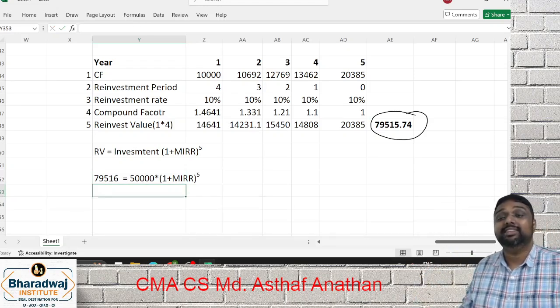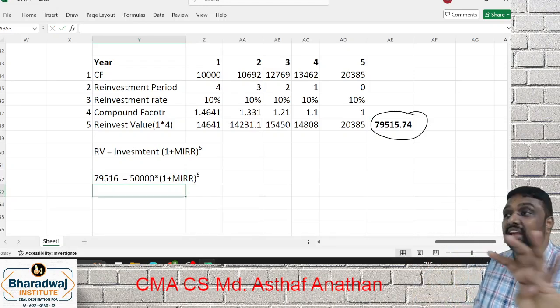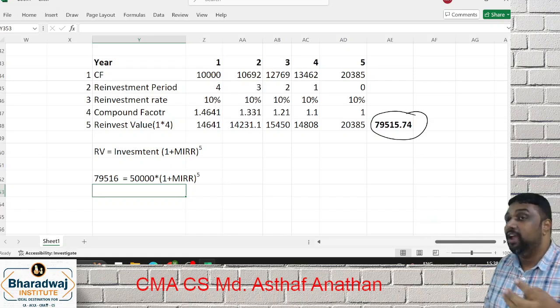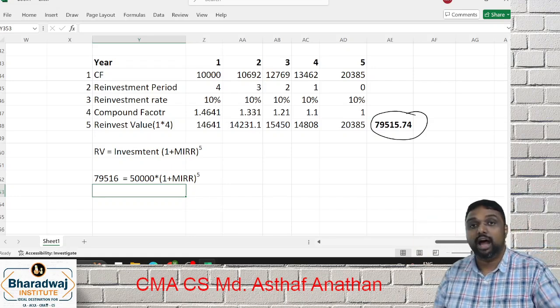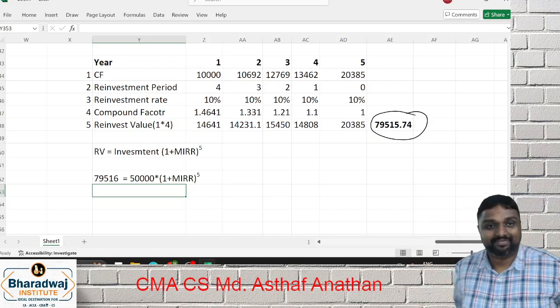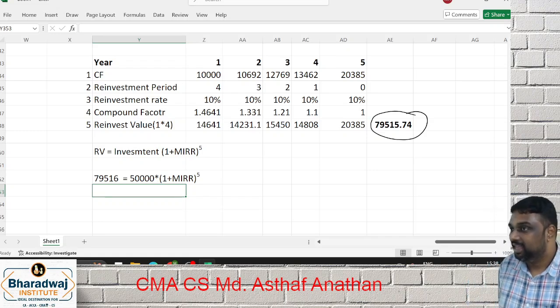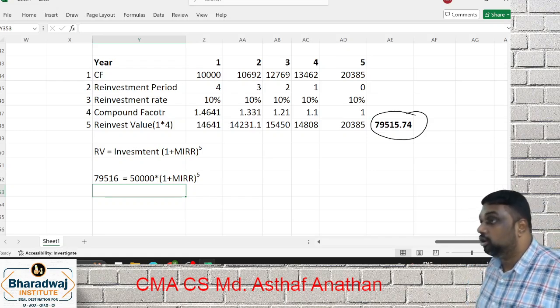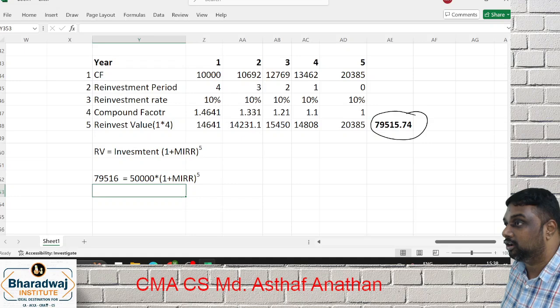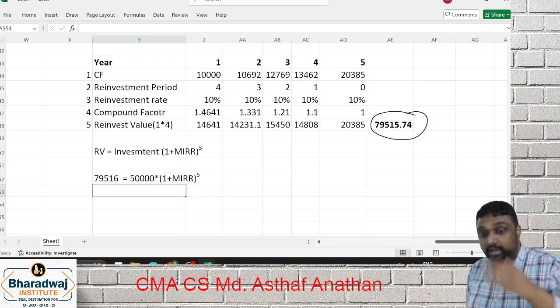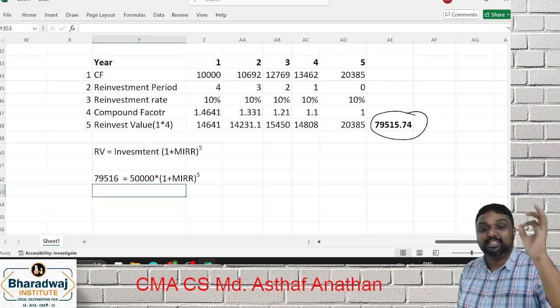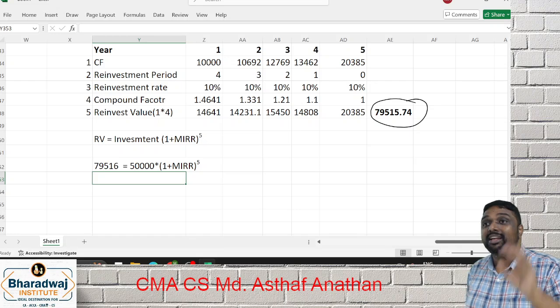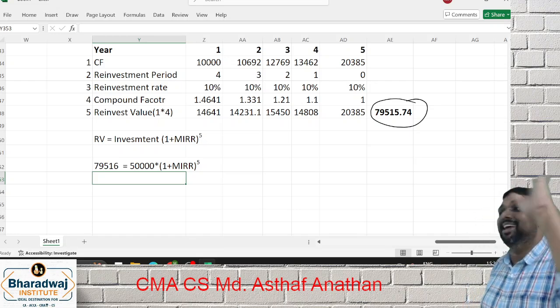How do you have to do it? See, at the starting stage I told you, mostly in the exam they will give 4 years only. Why 4 years? If it is power of 4, you take square root 2 times and you will get the answer, correct or not? But here it is power of 5. How will you get it? This is an interesting concept. That is why this method is called MIRR.